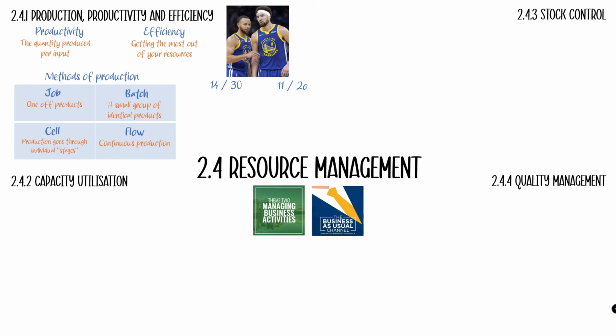And then the flow production, the final one, is continuous production. And we would use this if we knew we had a huge amount of demand. And so we could just continuously produce a product because we knew we were going to need that demand.